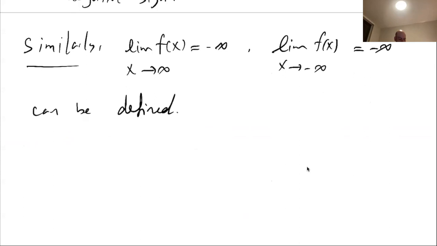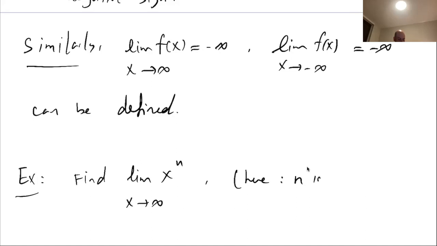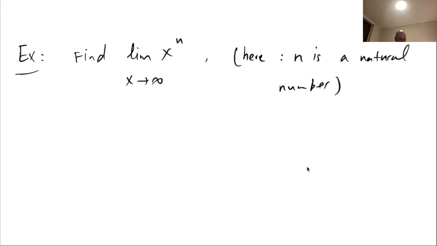Okay, so let's look at an example. Let's say we want to find the limit of x to the power n as x goes to infinity. Here, n is a positive integer, or a natural number.